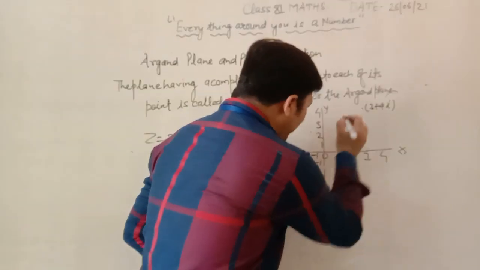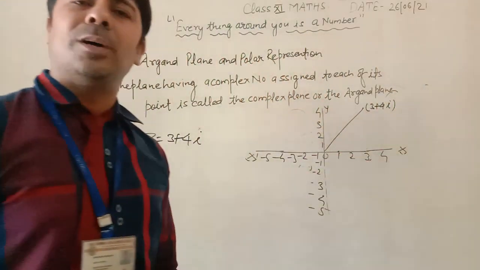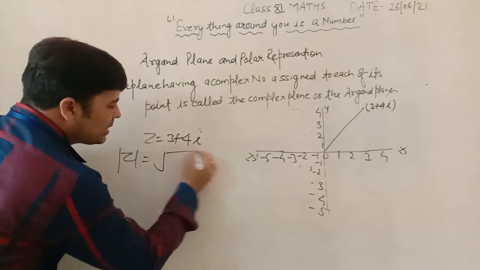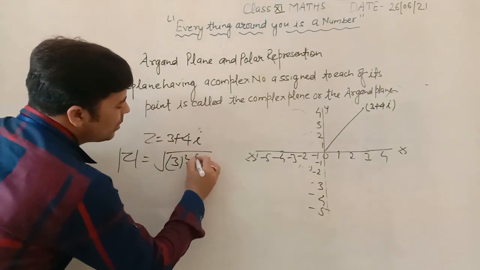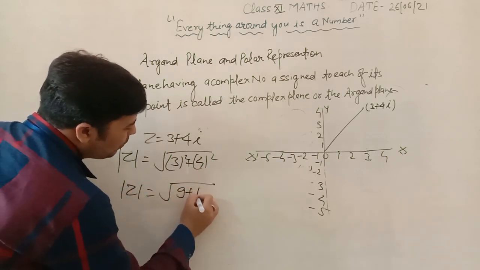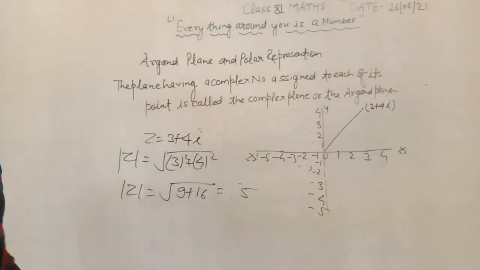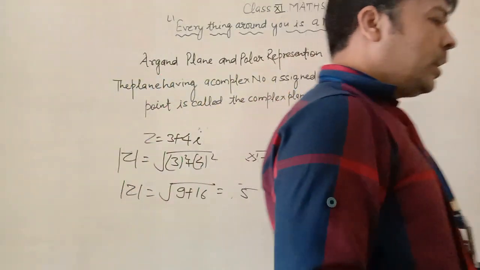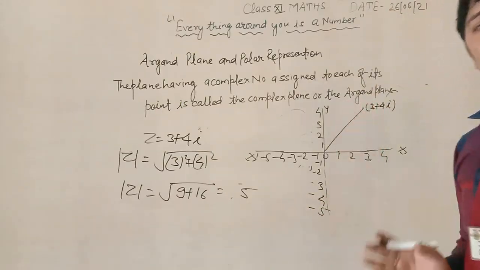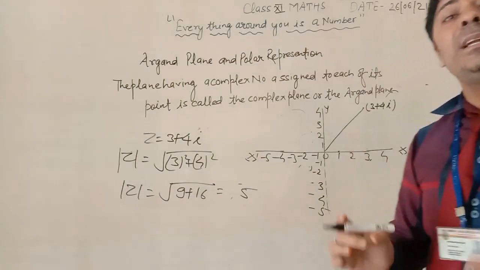If you need to find its distance from the origin, you only need to find the modulus of z. This is root of 3 square plus 4 square, which means the modulus of z is root of 9 plus 16, that is 5. So if we need to find the distance of any complex number from the origin, we only have to obtain its modulus.